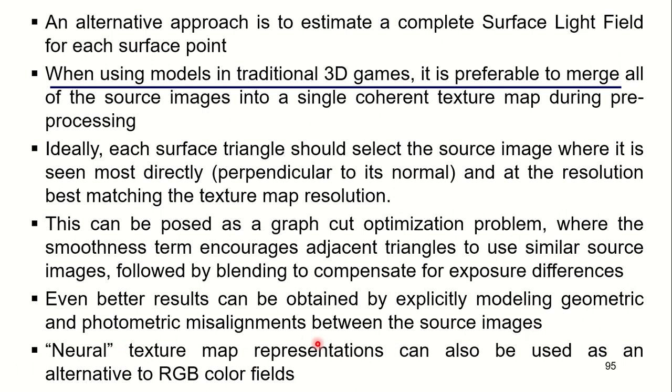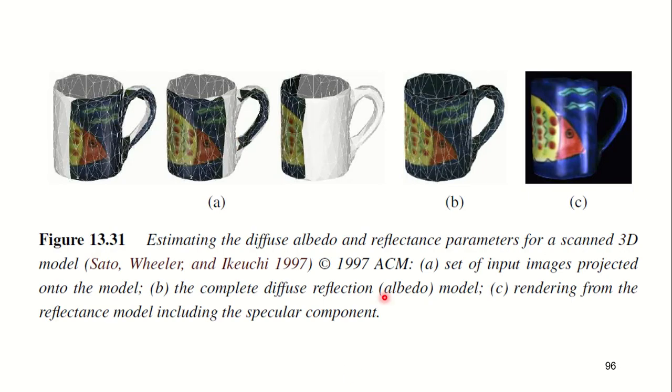Neural texture map representations can also be used as an alternative to RGB color fields. The figure shows the estimation of the diffuse albedo and reflectance parameters for a scanned 3D model. This shows a set of input images projected onto the model, this shows the complete diffuse reflection albedo model, and part C shows rendering from the reflectance model including the specular component.